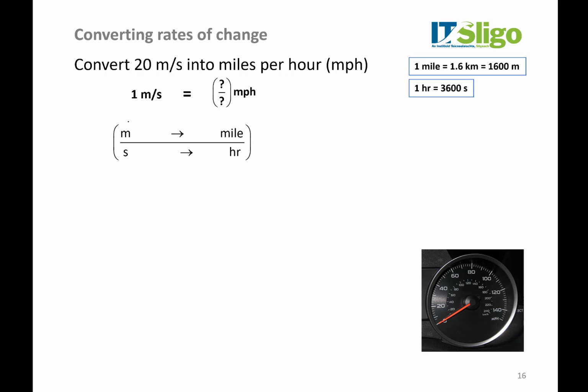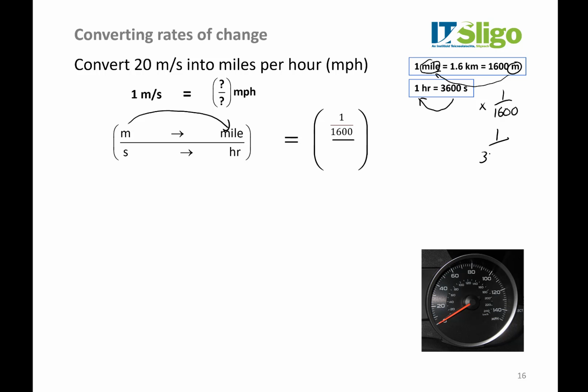So here we have meters into miles on the top. So that conversion, guys, we need to go from meters into miles. We're going against the given conversion rate. So 1 meter is 1/1600th of a mile. So that's what goes on the top line. Similarly then, guys, 1 second is 1/3600th of an hour.